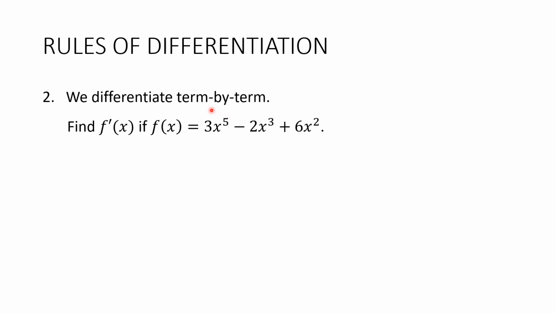The 5 comes down and multiplies by the 3. 15x, drop this power by 1, the power of 4. Take away. The 3 comes down and multiplies by the 2. 3 2s are 6. X, drop this by 1, squared. Plus, the 2 comes down, multiplies by the 6. 12x, drop this power by 1, power is 1. So there's our answer. 15x to the power of 4, take away 6x squared plus 12x.